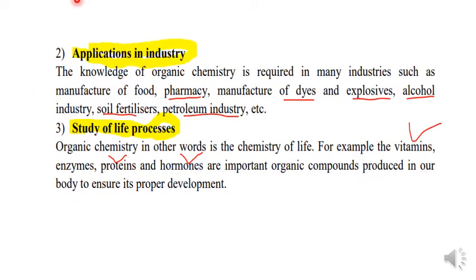In industry, organic compounds are used in pharmaceuticals, the manufacture of dyes, explosives and the alcohol industry, soil fertilizer, and the petrol industry. This is the use of organic compounds in our daily life. They are also used to study life processes, in other words the chemistry of life. For example, vitamins, enzymes, proteins, and hormones are very important organic compounds produced in our body to ensure proper development. Do you understand?